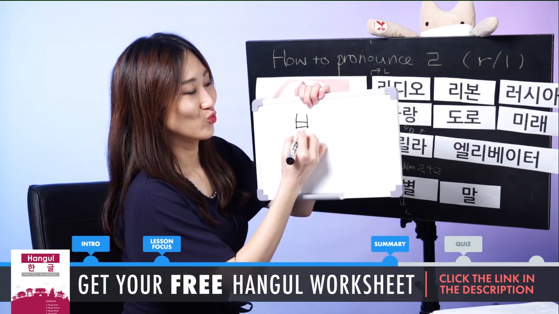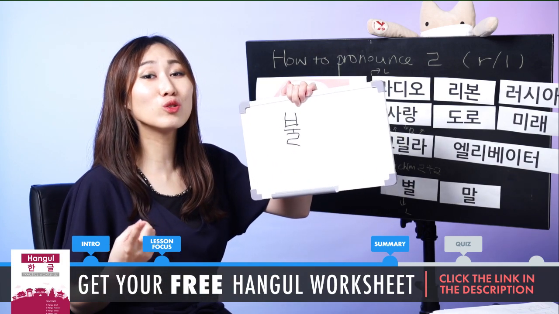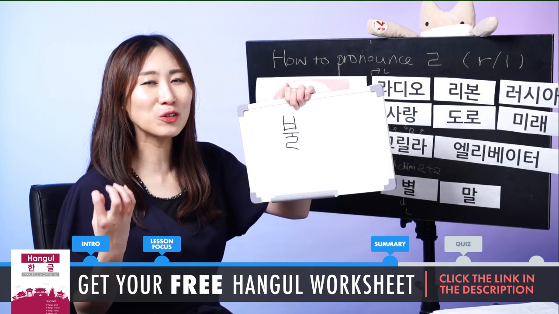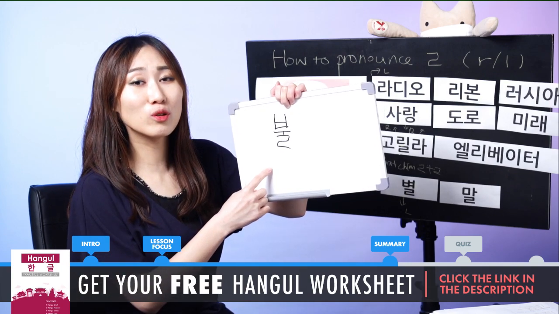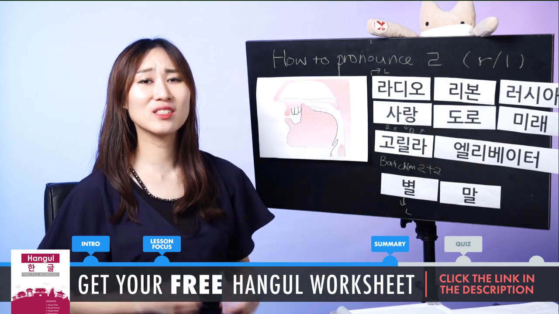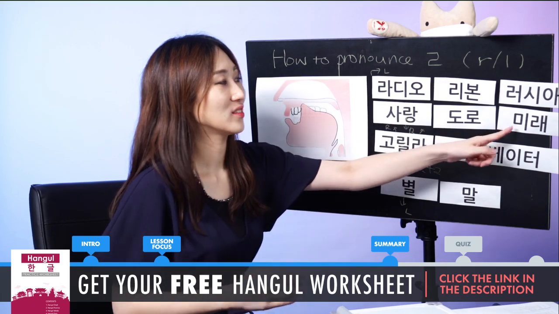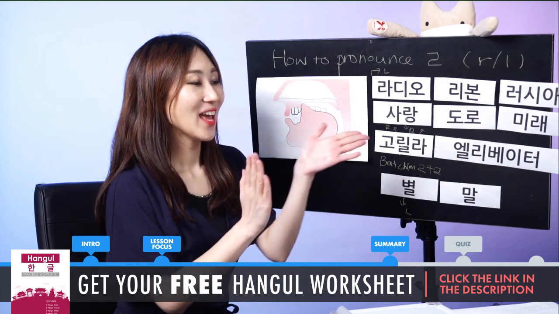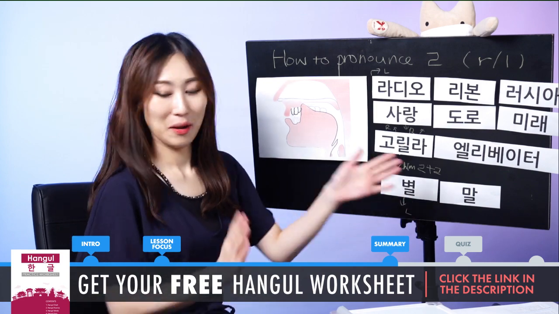Another great example too is 불. It's not bull. It's too tense. English L sound is very tense and it always has a sound. In Korean we don't have it. It's just 불, not bull. Put the tongue here and it's not really tense. Just say it lightly. 불. 사랑. 도로. 미래. 고릴라. 엘리베이터. 별. 말.